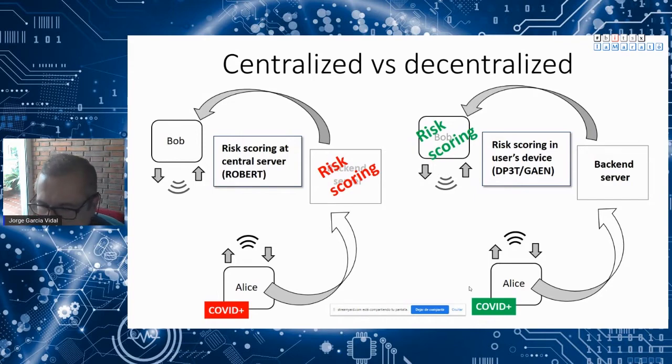But at the last moment, due to a lot of pressure from privacy concern organizations, Germany changed its mind and moved to the system developed by EPFL, DP3T. One reason was that Google and Apple only supported the model on the right, the model of DP3T, and so the implementation of the system on the left was really a nightmare. It's much more complicated because of the limitations imposed by iOS and also by Android devices. So the situation was that most of Europe switched to the right model, DP3T, and only France stayed with ROBERT, the system on the left, the centralized system.